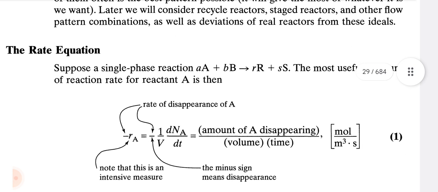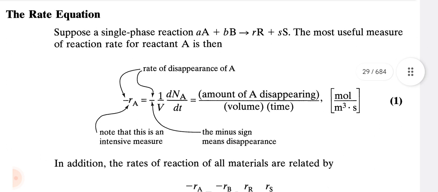Suppose a single phase reaction aA + bB gives us rR + sS. The most useful measure of reaction rate for reactant A is then: rate of reaction = rate of disappearance of A = -(1/V) dNA/dt, where the minus sign means disappearance, equal to amount of A disappearing over volume multiplied by time. Its unit is mole per meter cube second.